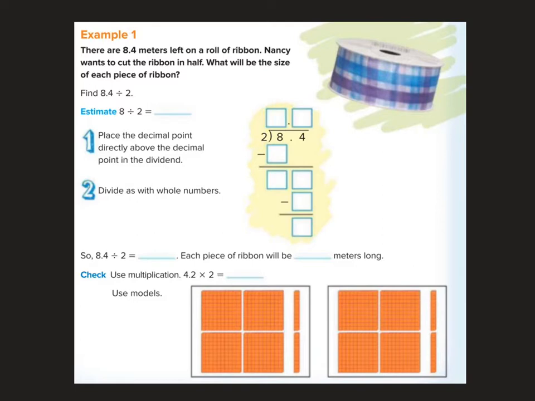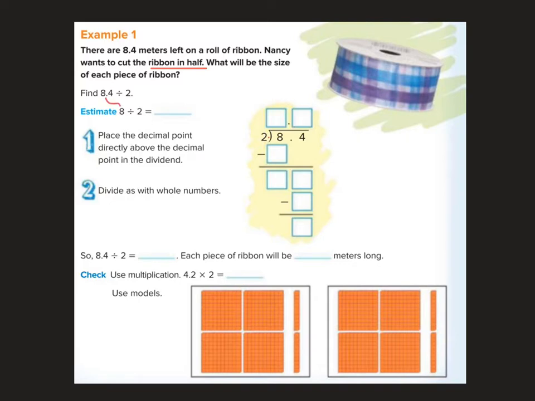Cutting something in half, there's a really good strategy called the 10 and 2 strategy. If I replace this with 10 and 2, I have 10 meters left on a roll of ribbon. I want to cut it in half, so I'm going to divide it by 2. Whenever we hear cut in half, we need to think, okay, you want me to divide by 2. So I have 8 4/10, and I'm going to divide it by 2.